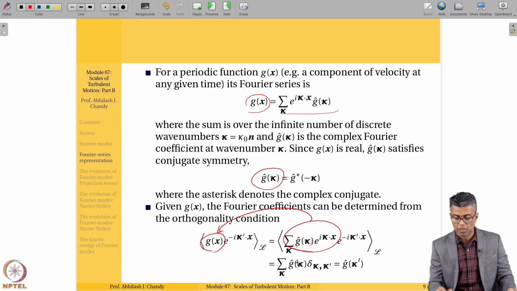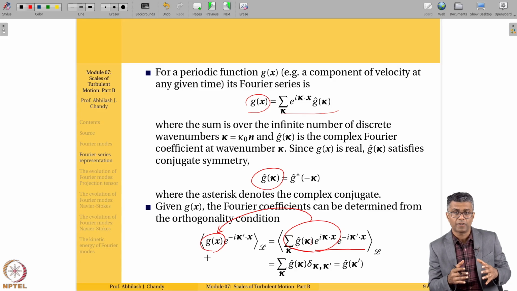So if it comes out, and then you're only taking the volume average of this entire expression, which according to the orthonormality condition is delta kappa kappa prime. So then you have g hat of kappa delta kappa kappa prime, which by definition of the Kronecker delta switches the indices, and then you get g hat of kappa prime. So essentially what you've done is you have taken the volume average of g of x times e to the minus I kappa prime dot x, and that comes out to be g hat of kappa prime.